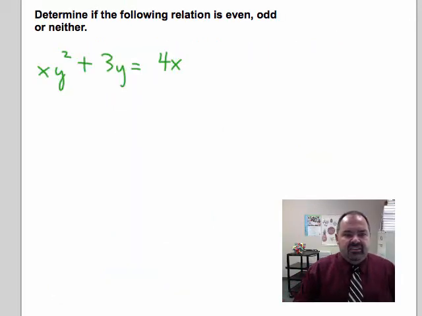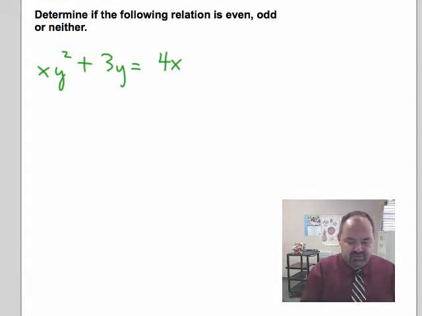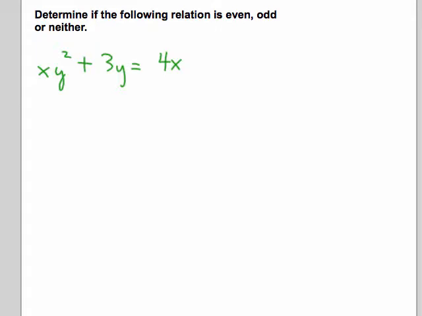Alright, let's apply that to this situation. We have some unknown relation here, and so I'm going to check for the three types of symmetry. So first of all, is it even? Is it symmetric about the y-axis? If it is, replacing x with negative x will give us an equivalent equation. So making my substitutions, my replacements.